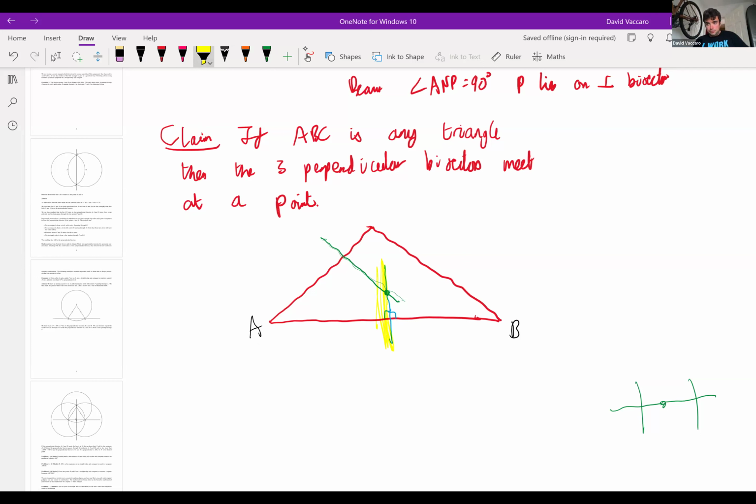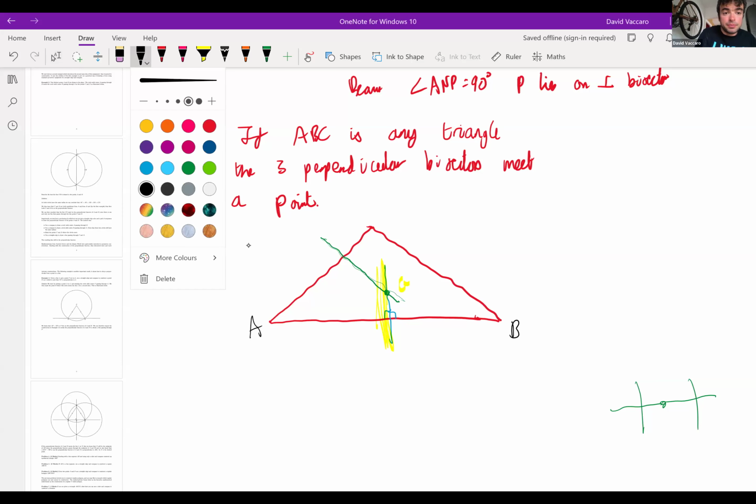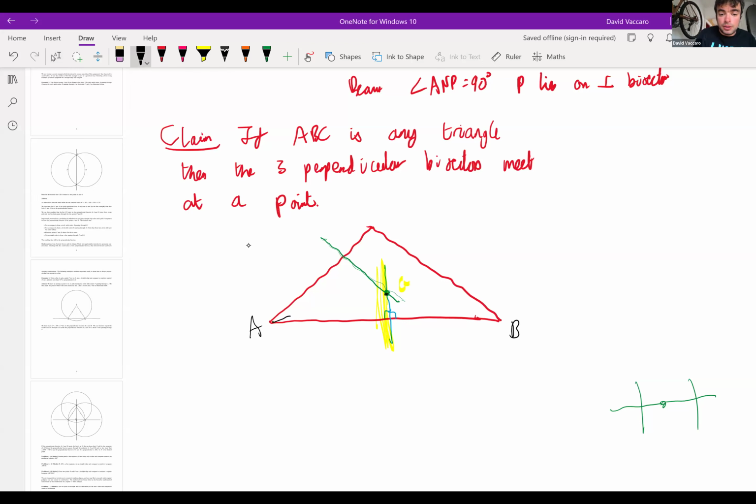Answers in the chat. Yeah, so that blue line is equidistant from A and B. Okay, so that point G is the same distance from A as it is from B.